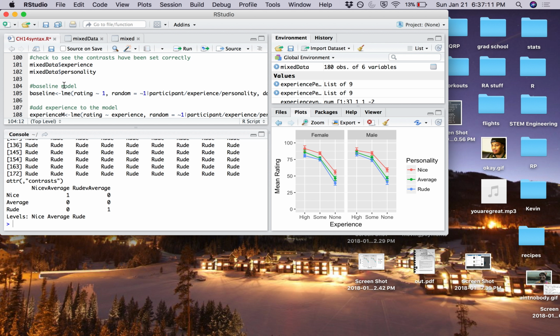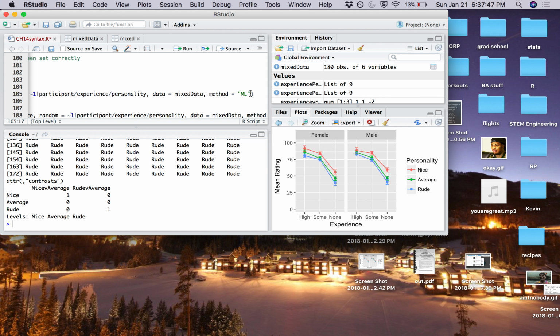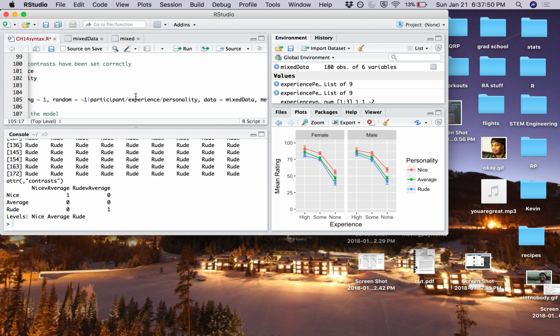So to look at overall main effects and interactions, we have to build the model one predictor at a time from the baseline. So that includes no predictors other than the intercept. And that's indicated by rating tilde 1. So we want to specify the data frame that we're going to use, and then use the maximum likelihood to estimate the model. So we want the ML. So our method is ML. And these are all of the different variables that we want to measure.